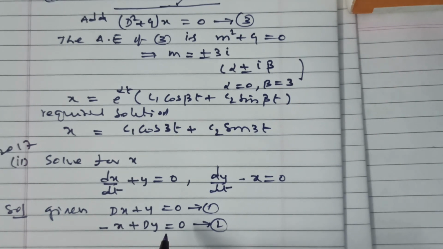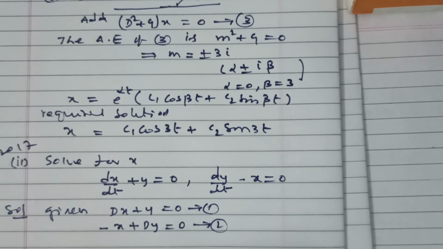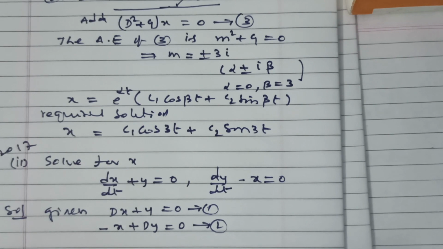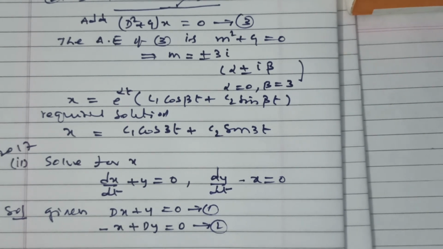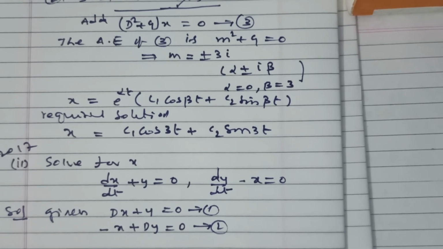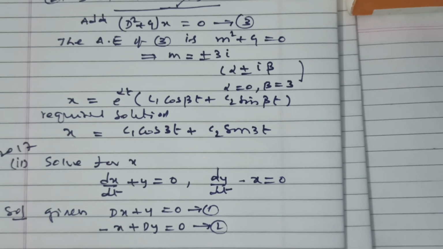So here, to find x we can eliminate y. So multiply equation 1 by D, this can be interchanged, which implies D square x plus Dy is equal to 0. Second equation by 1, because y coefficient is 1, implies minus x plus Dy is equal to 0.